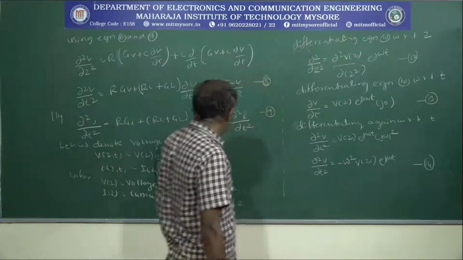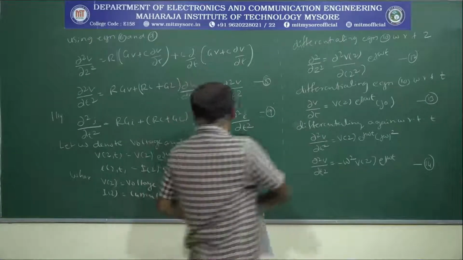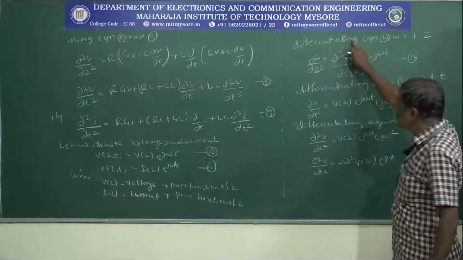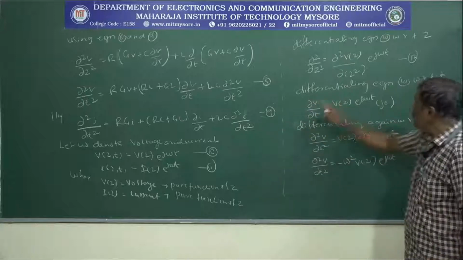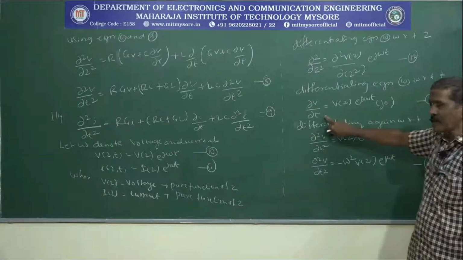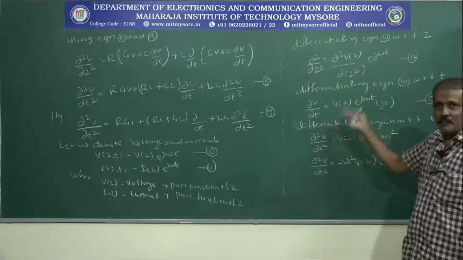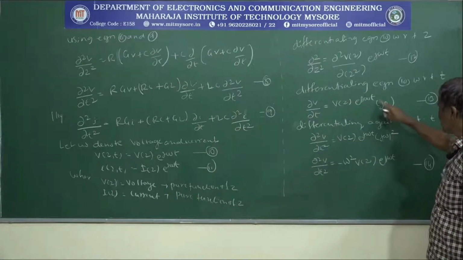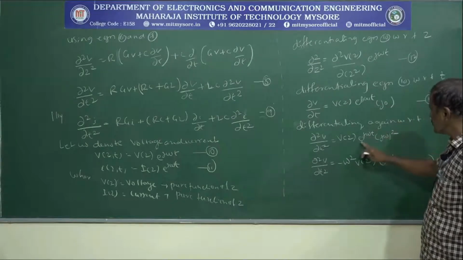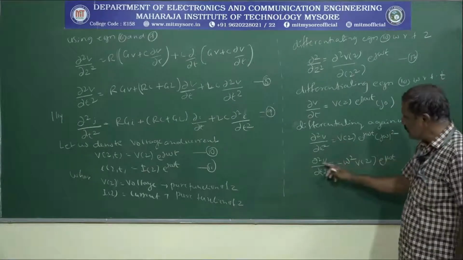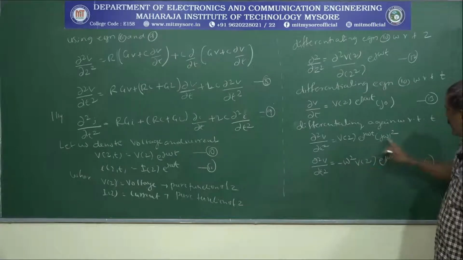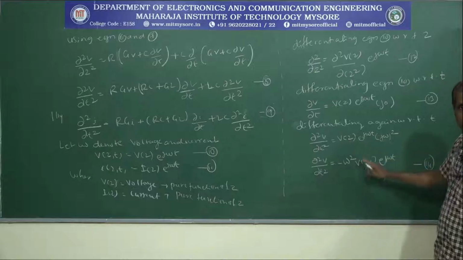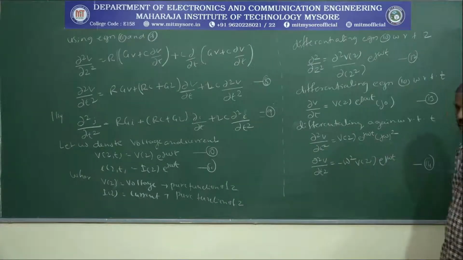Now, we have to differentiate equation number 10 with respect to Z. We differentiate with respect to Z, then we get equation number 12, and the same equation number 10, if you differentiate with respect to t, we get this equation. And this equation once again we differentiate with respect to t, so we get this. If you simplify this, we get equation number 14. How we get it is, here j is there, so j square is minus 1, and we get omega square, and V of Z we write as it is, e to the power of j omega t we write as it is.